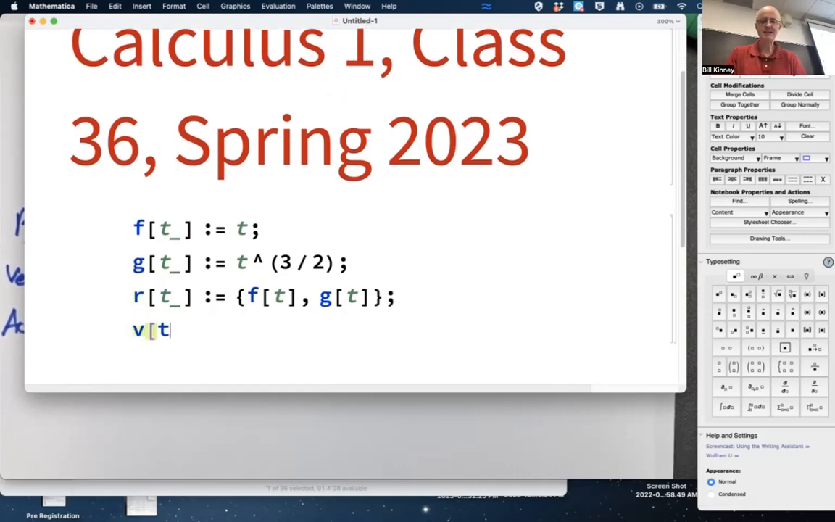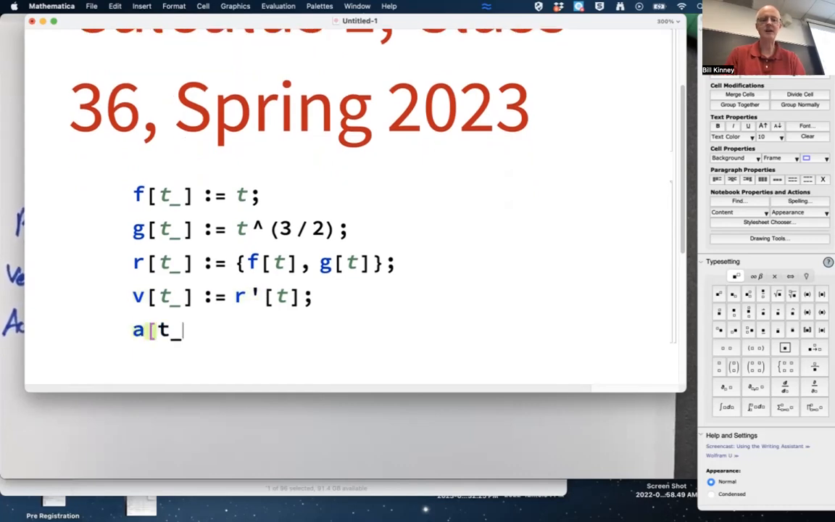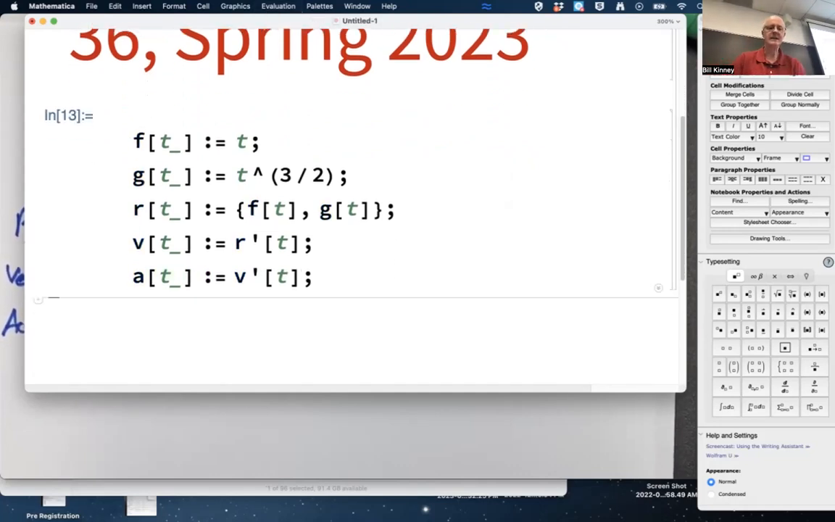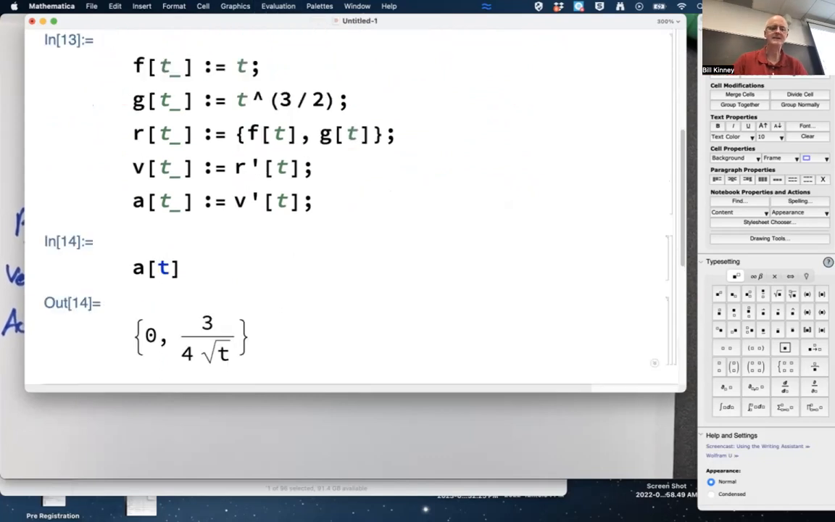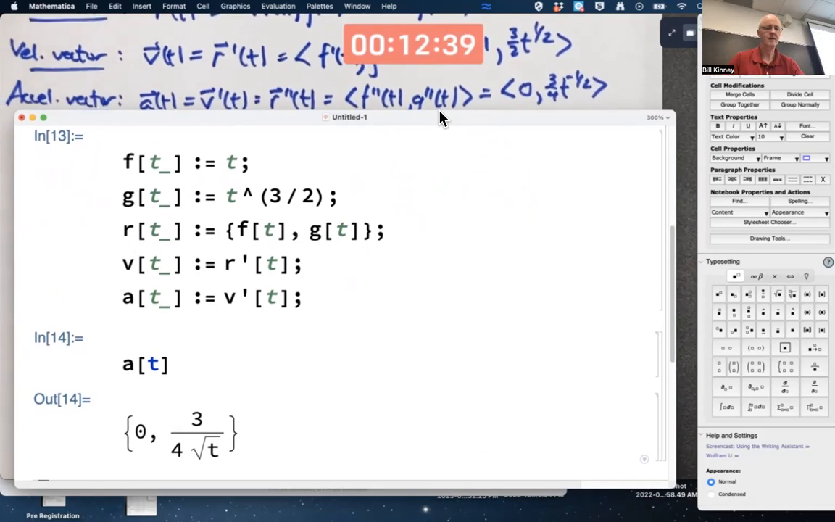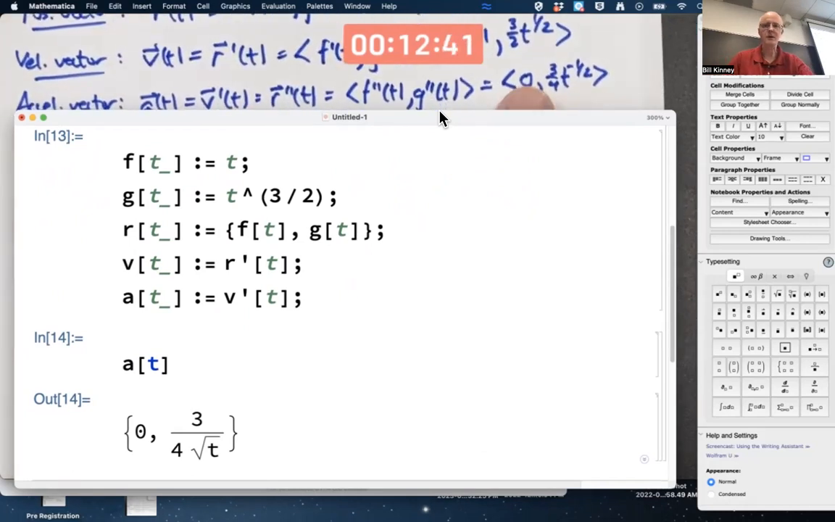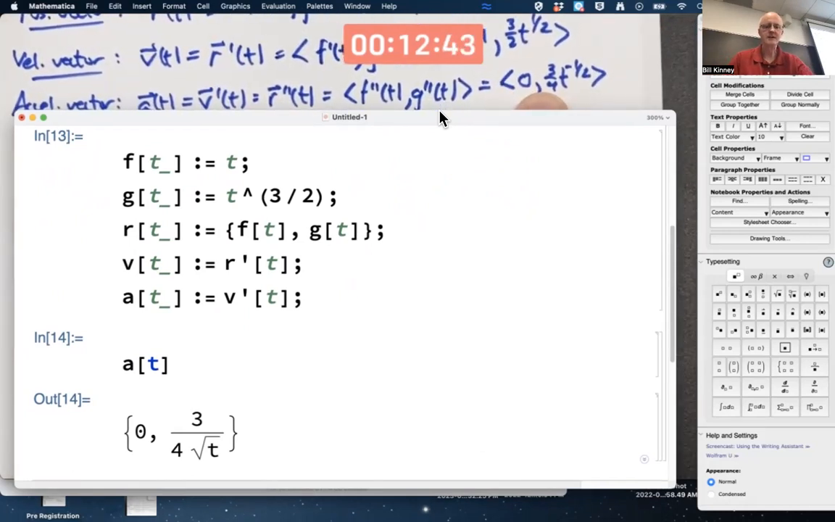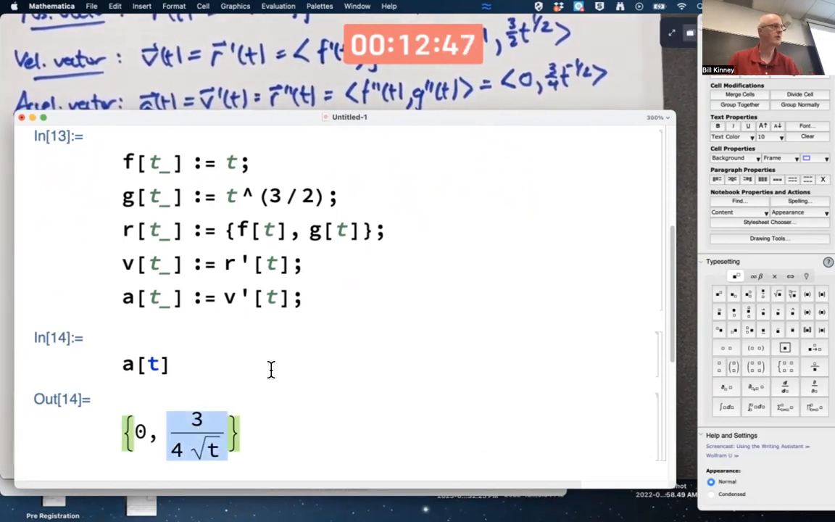Then I can define the velocity vector to be the derivative of the position vector like that, and the acceleration vector to be the derivative of the velocity vector. There's a bunch of calculations I can do. And then, for example, I can see that Mathematica got the same answer as me for the acceleration vector. 0 for the first component, 3/4 t to the negative 1/2 for the second, which is the same as 3/4 times square root of t.